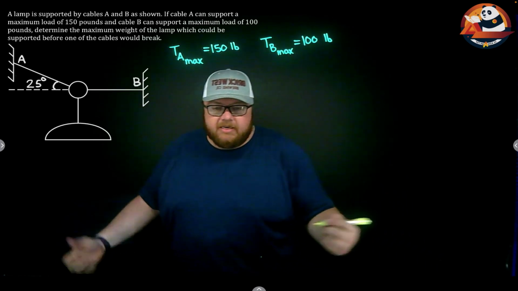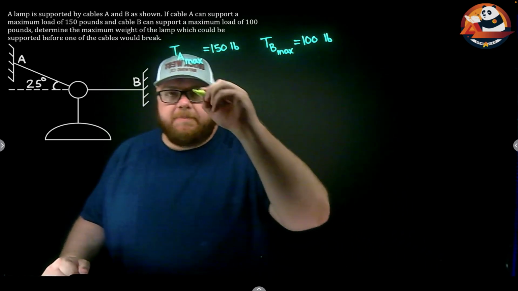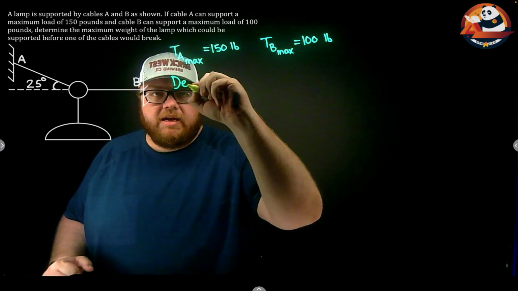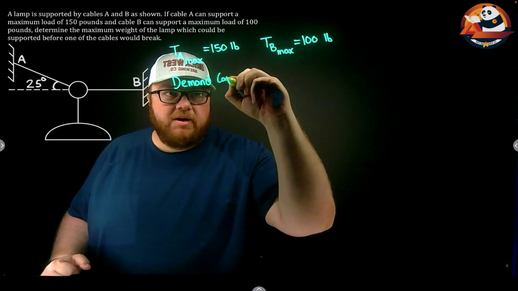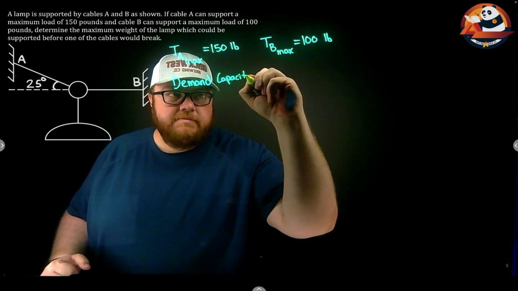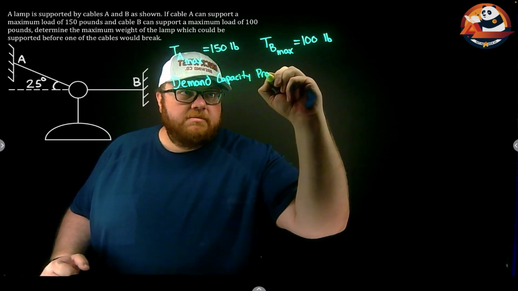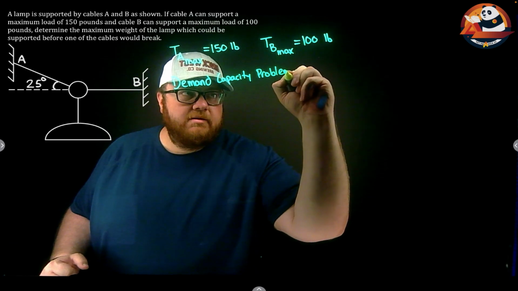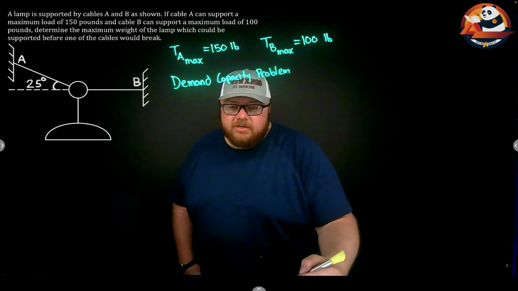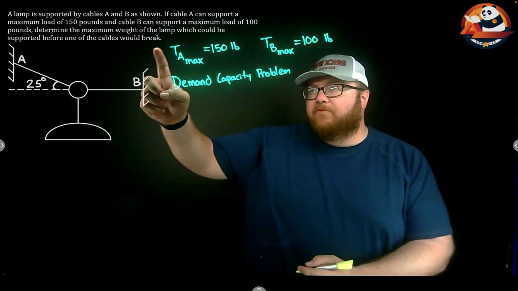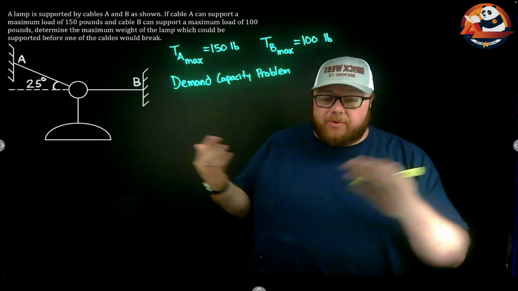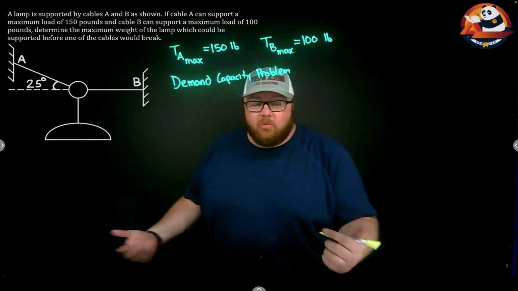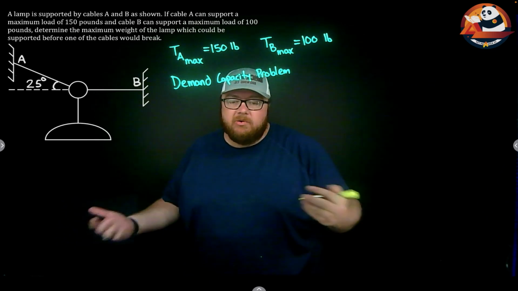Let's determine the maximum weight of our lamp which could be supported before one of these two cables breaks. So this is what's called a demand capacity problem. Basically, we're saying what's the most this could be before one of these two cables breaks. Odds are they're not going to break at the exact same time. One of them is going to hit this maximum value first.